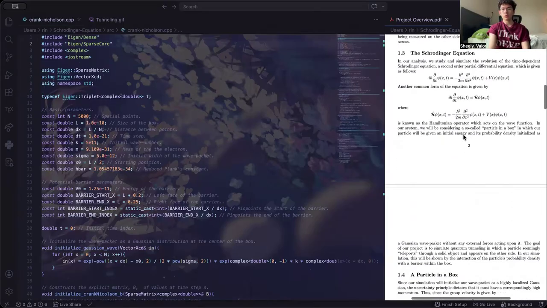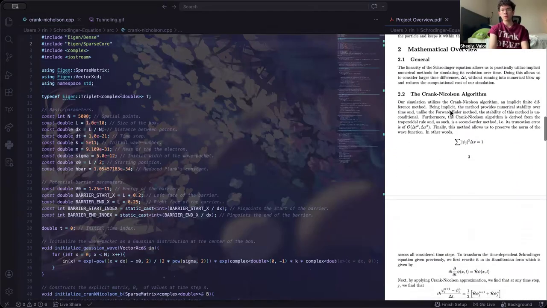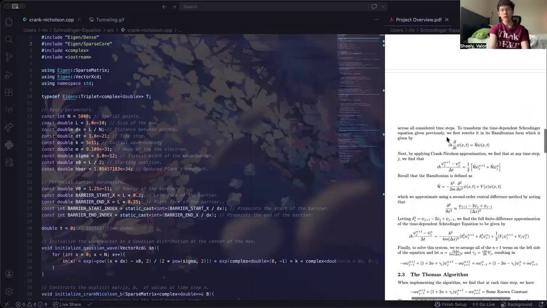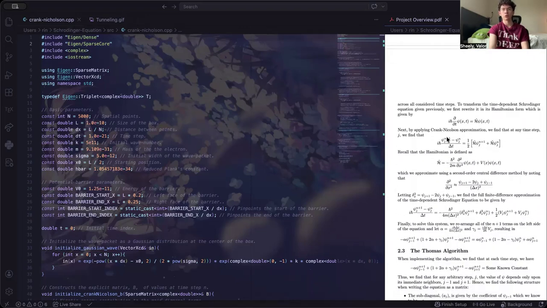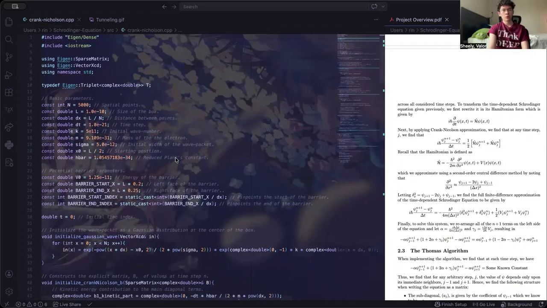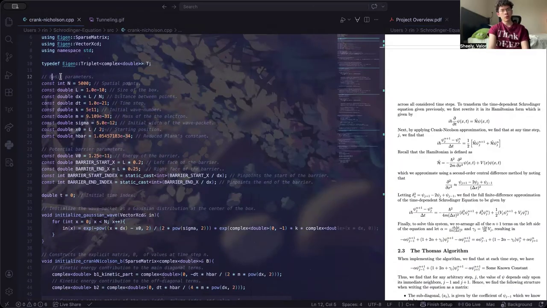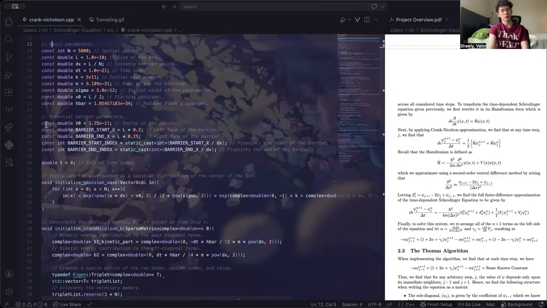In order to do this, we used the Crank-Nicolson algorithm and then transformed it into a matrix equation, which we could solve. So in the code here, we start by initializing several initial parameters, which we're going to use in the code, and then some parameters for the barrier, which we're going to see the particle tunnel through.